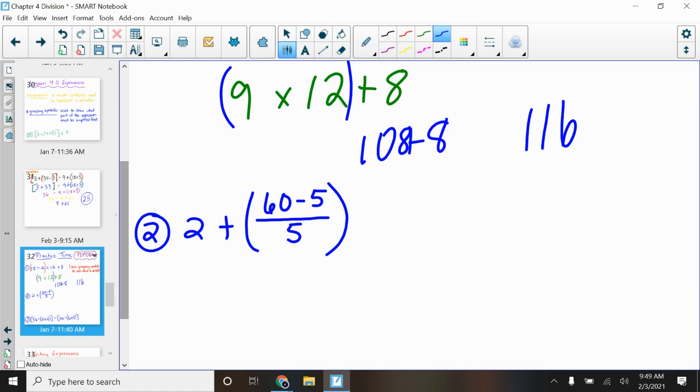Bodie's gonna tell us what he's gonna do first. He's now the teacher of problem number 2. Use your voice, Brody, because people at home are listening to you. Sorry. So, first I'm going to do the numbers in the parentheses because at the beginning of PEMDAS it says to do parentheses first. Okay. So, first I'm going to do 60 minus 5, which is 55.